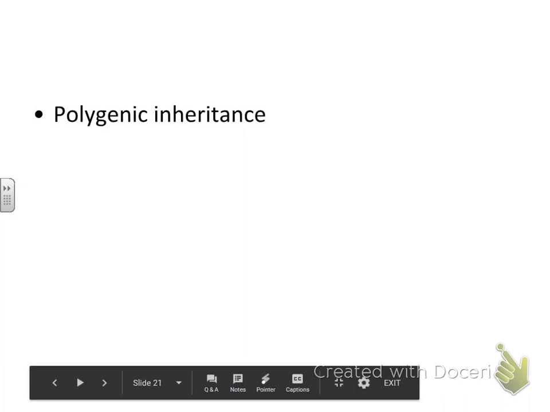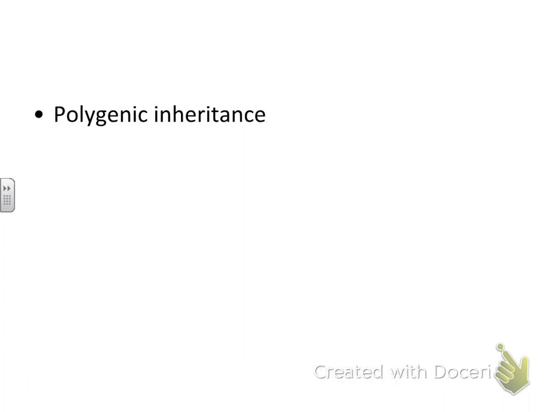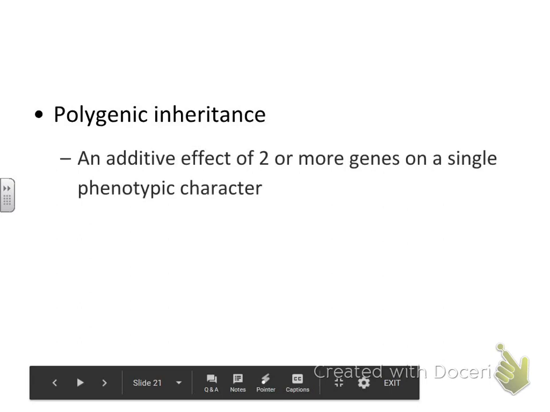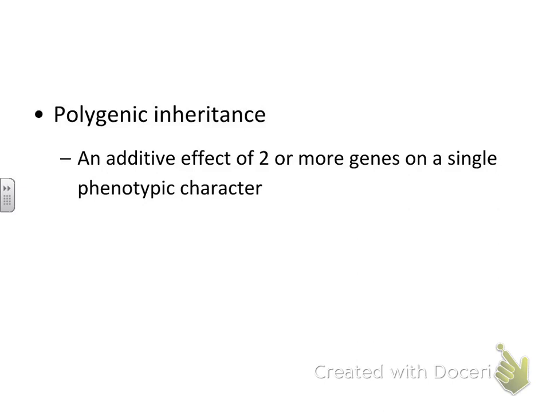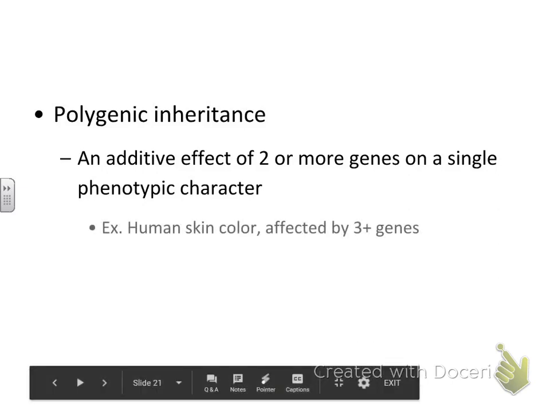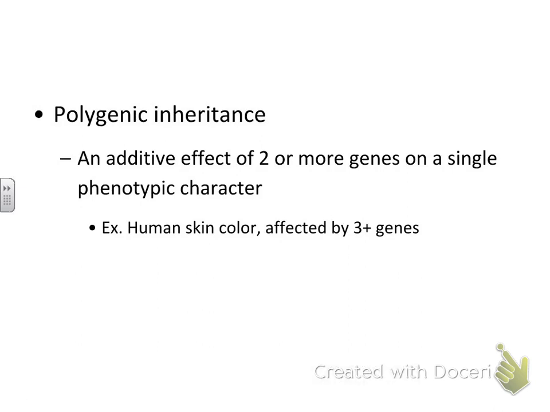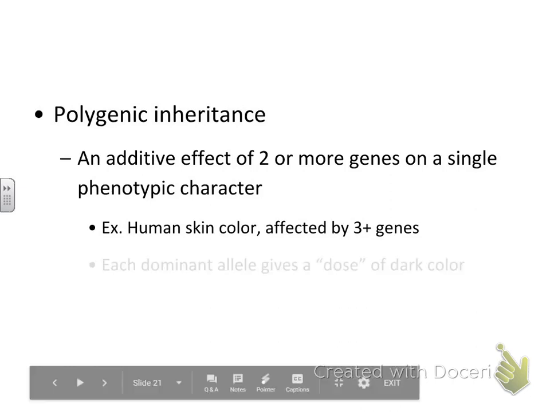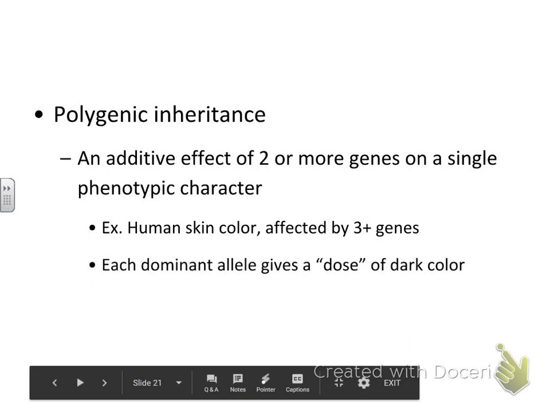All right, polygenic inheritance is where you would have more than one gene that's involved in a single phenotypic character. All right, so multiple genes involved in a particular trait. In that case, the phenotype is going to be an additive effect of these 2 or more genes. So, for example, human skin color is affected by at least 3 genes. So let's just think of it as having 3 genes. The more dominant alleles you have for human skin color, the darker your skin color ends up being. So you can kind of think of it as each dominant allele gives a dose of dark color.